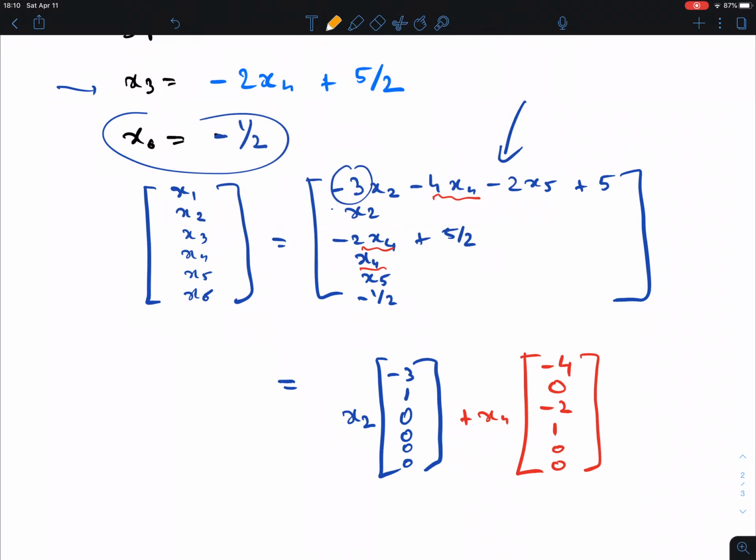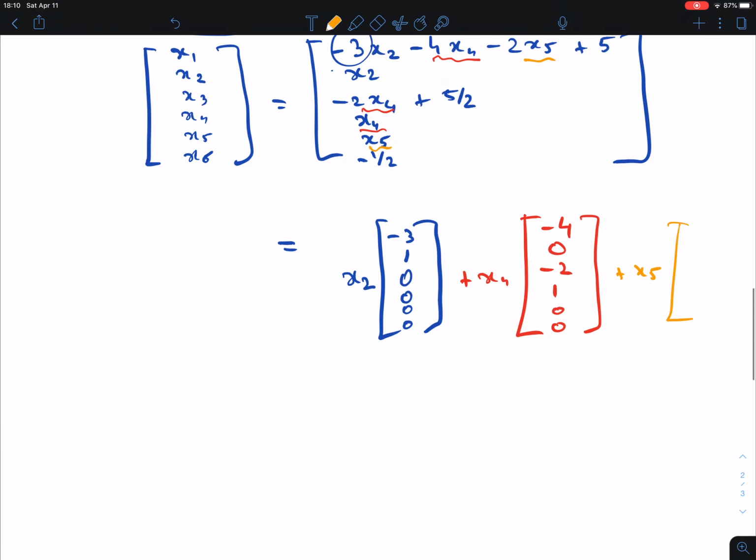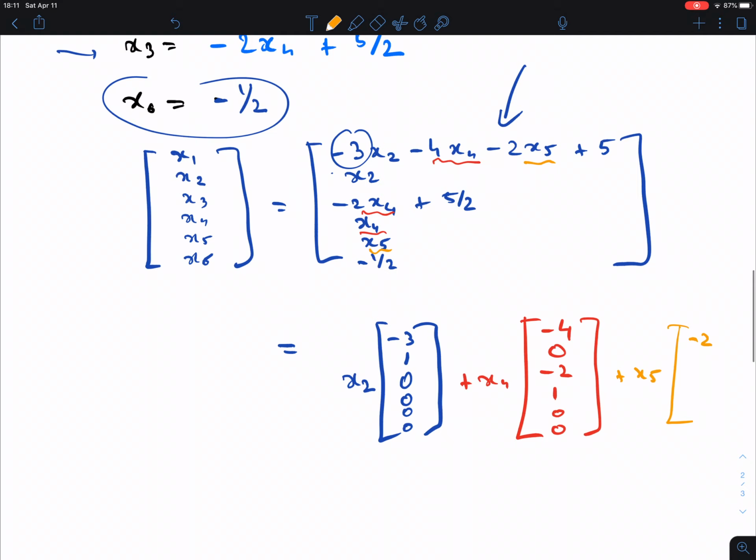The x5 is the last one, right? So here's an x5, and there's an x5, and these are the only x5s that I have, right? So plus x5 times minus 2, 0, 0, 0, 1, 0. Make sure that you put it in the right order, everything.